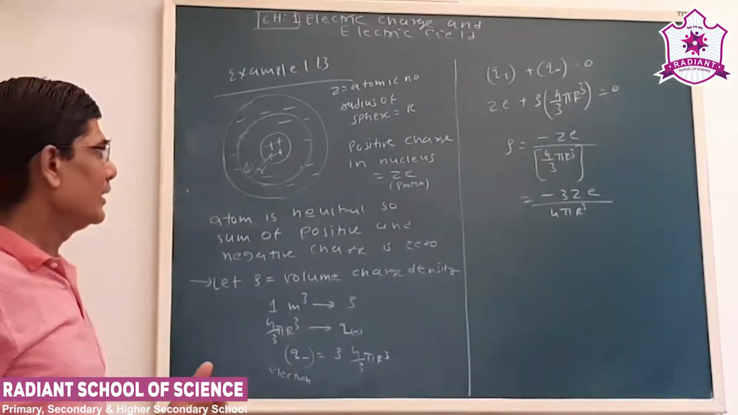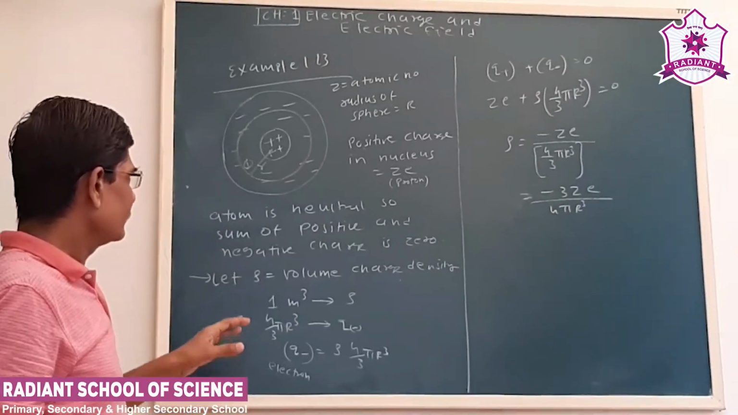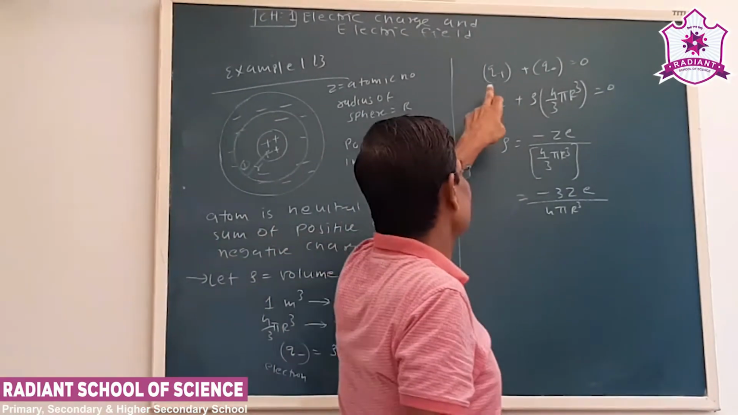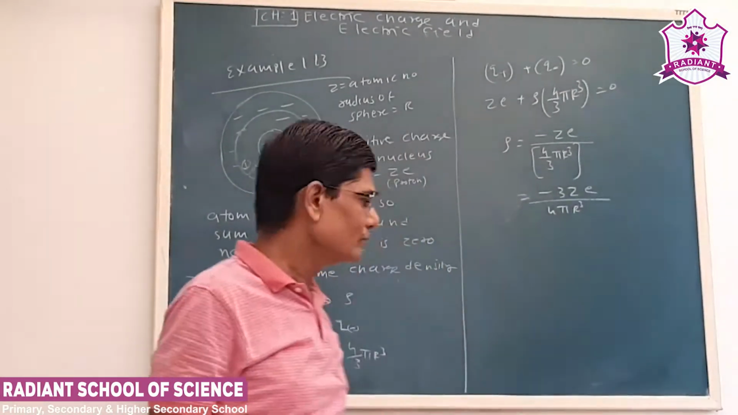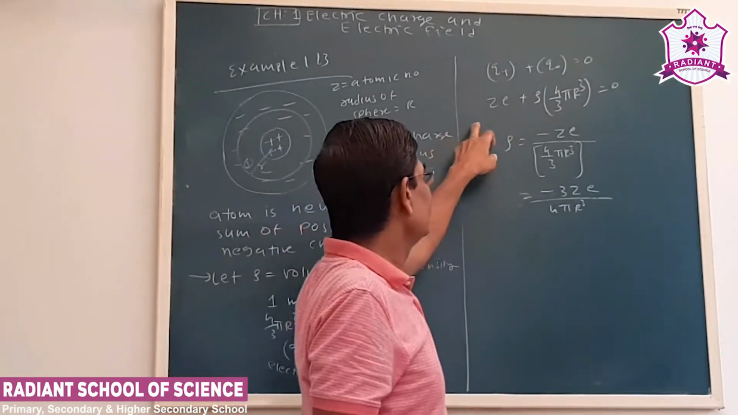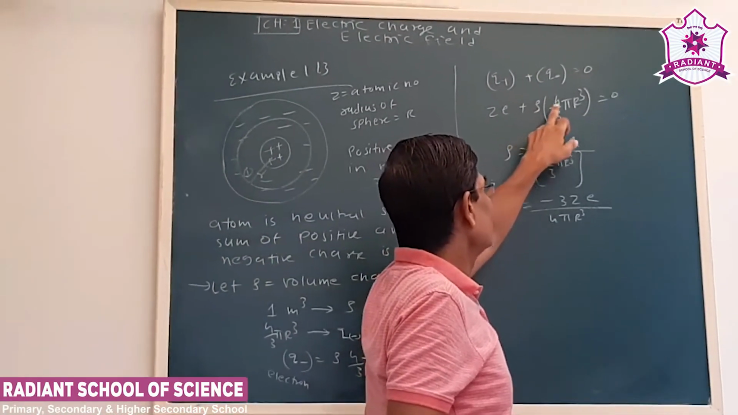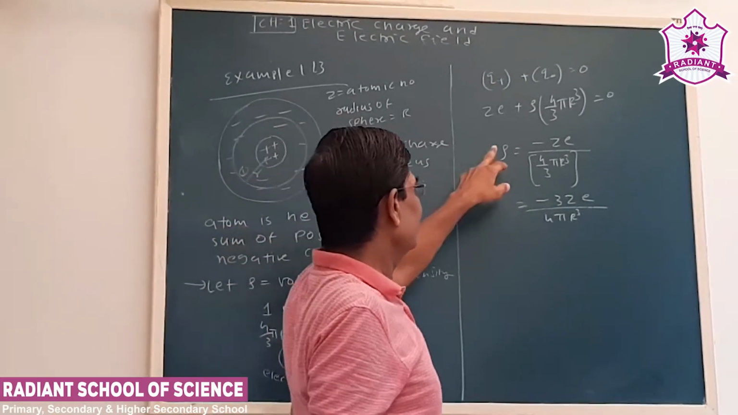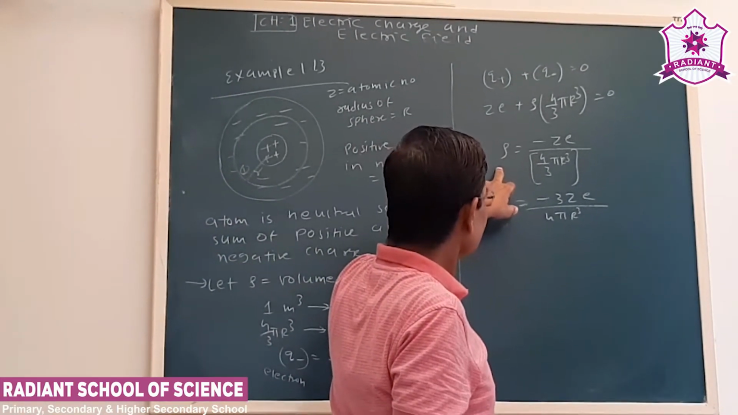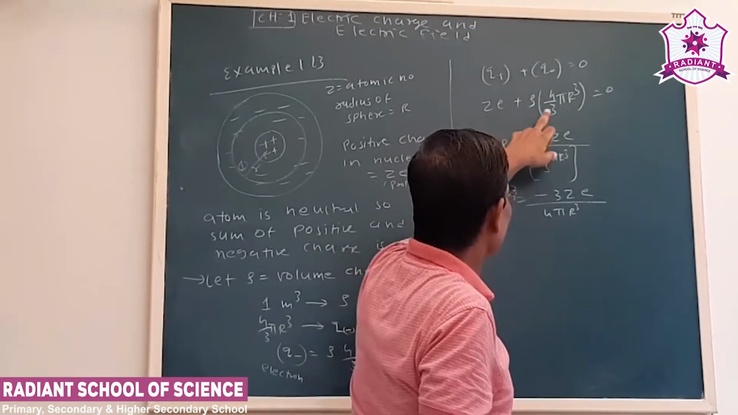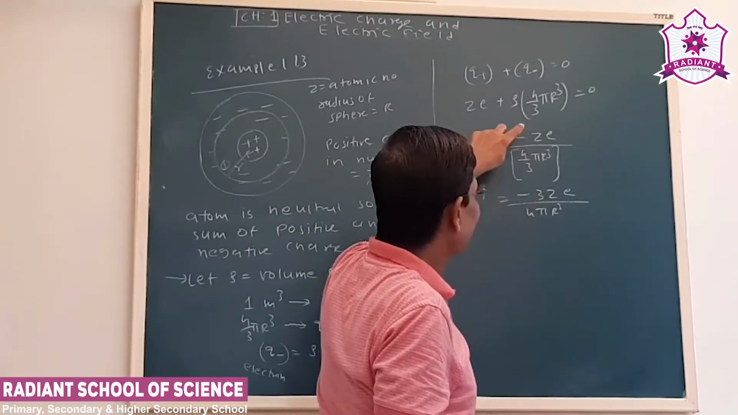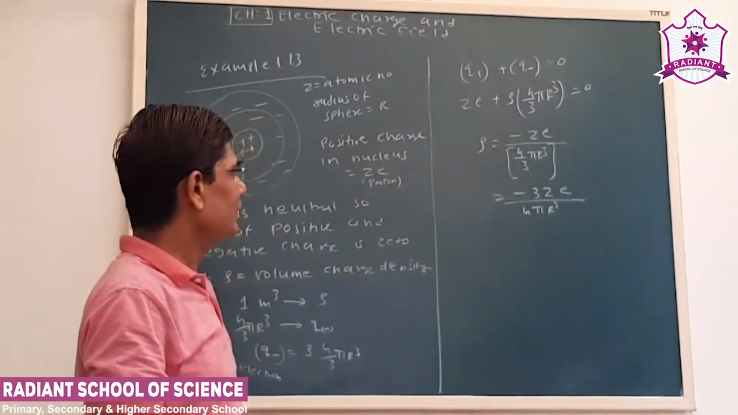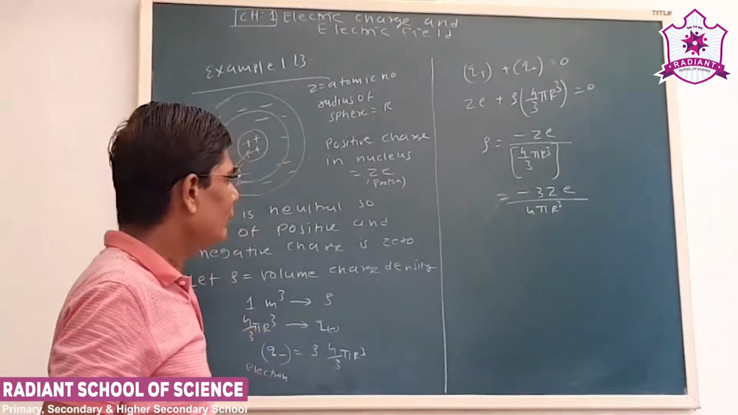pi R cube. Now we know the total positive and negative charge is 0, so we write q plus and q minus is 0. The positive charge is Ze, the negative charge is rho into 4 upon 3 pi R cube. So this is how we can get the value of rho, that is Ze upon 4 upon 3 pi R cube. The 3 will move to the numerator, so rho is minus 3 Ze upon 4 pi R cube.